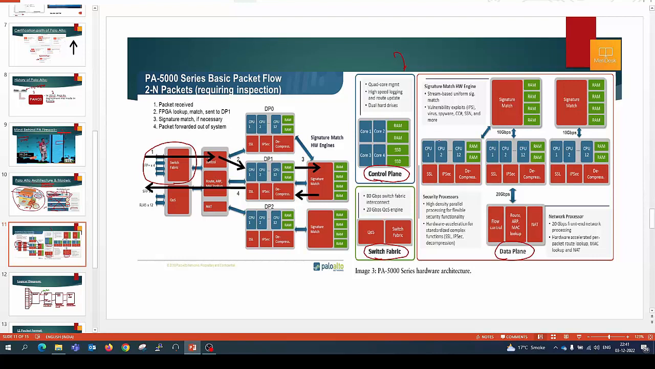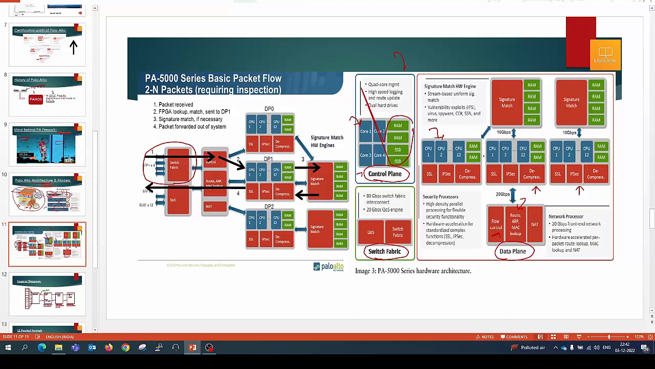In the data plane, we have three data planes, right? Three cores you can see over here, right? So over here in the control plane, we have dedicated CPUs, we have dedicated RAMs, right? In the data plane, we have our separate flow control, right? ARP and everything will be done over here, and then the traffic will be forwarded to your CPUs.